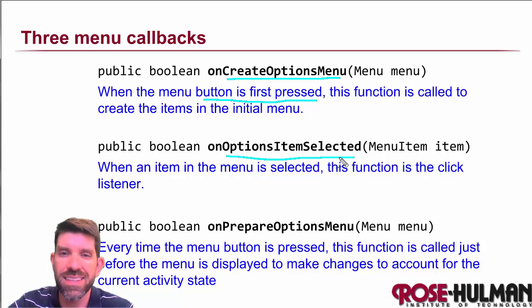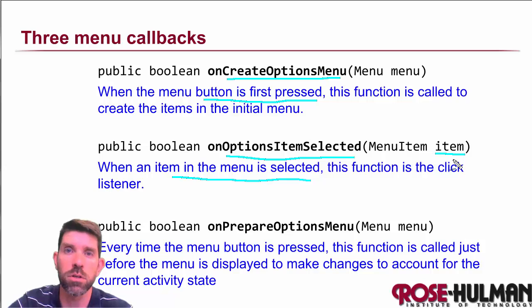The second one is the callback that's kind of like onClick, right? So this is going to be when we actually select a menu item, this method's going to be called, and it's going to pass in the item, and we can do things like get its ID and so on. It's going to be very similar to how we used button's onClick.